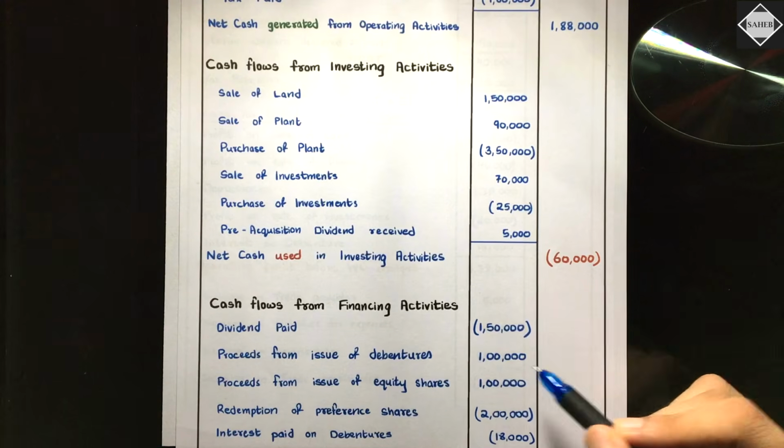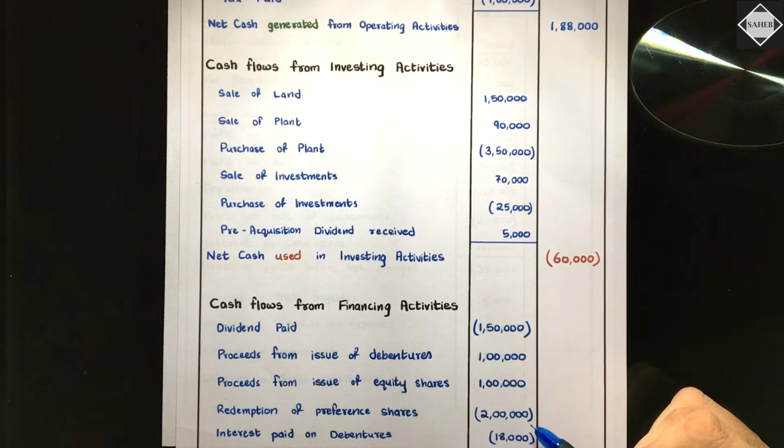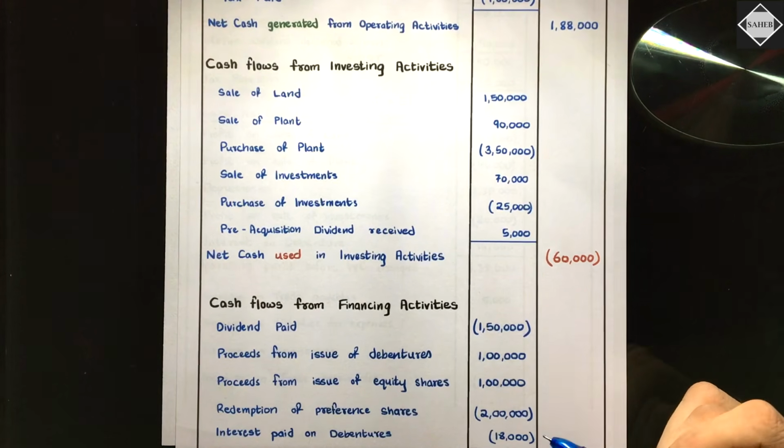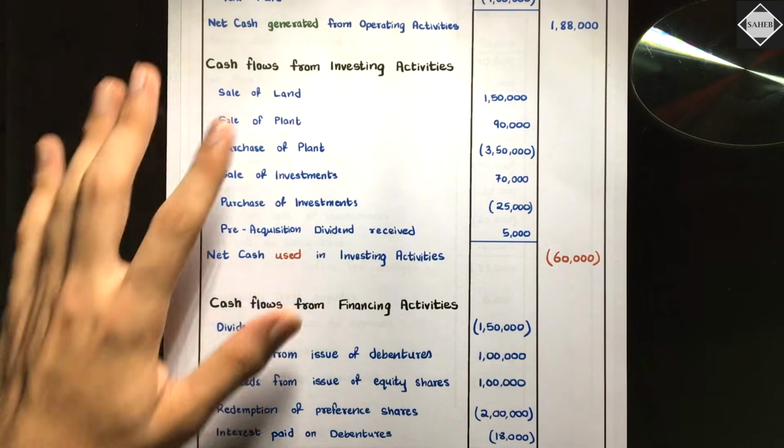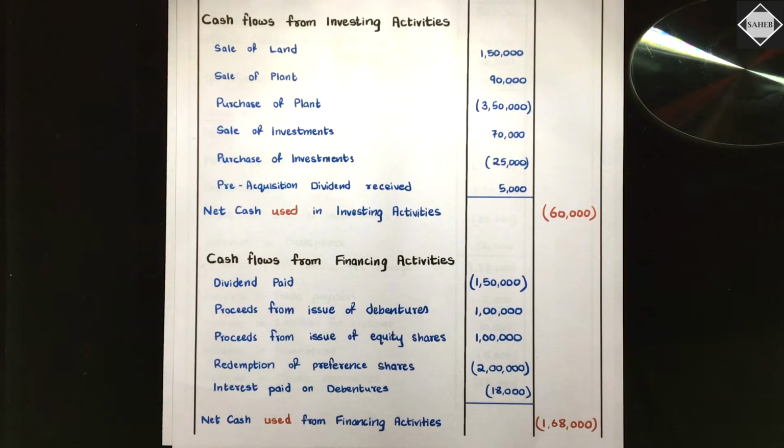So minus 1 lakh 50 plus 1 lakh plus 1 lakh minus 2 lakh minus 18,000. That's equal to how much? 1 lakh 68,000. This is what? Net cash used from financing activities. Is it clear? Simple and straightforward.